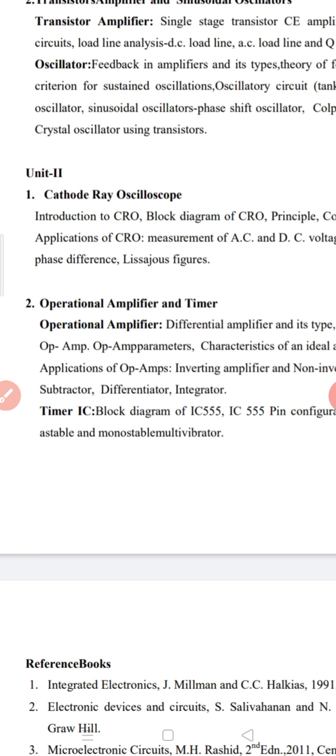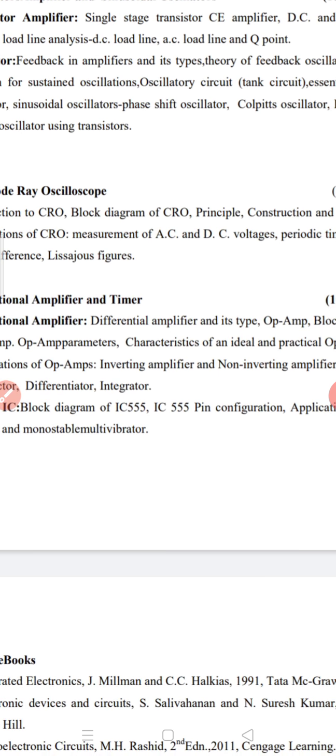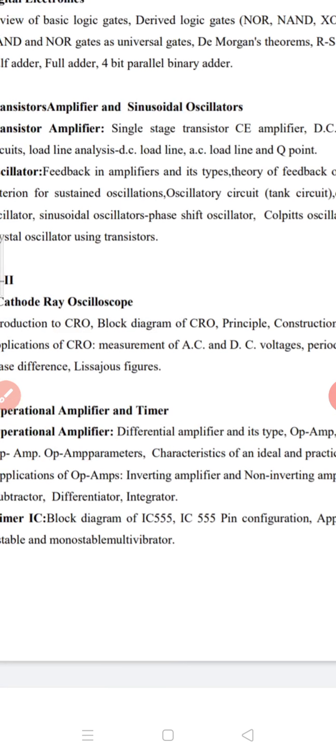So, introduction to the CRO, and the block diagram of the CRO. We have to see what the block diagram of the CRO is.